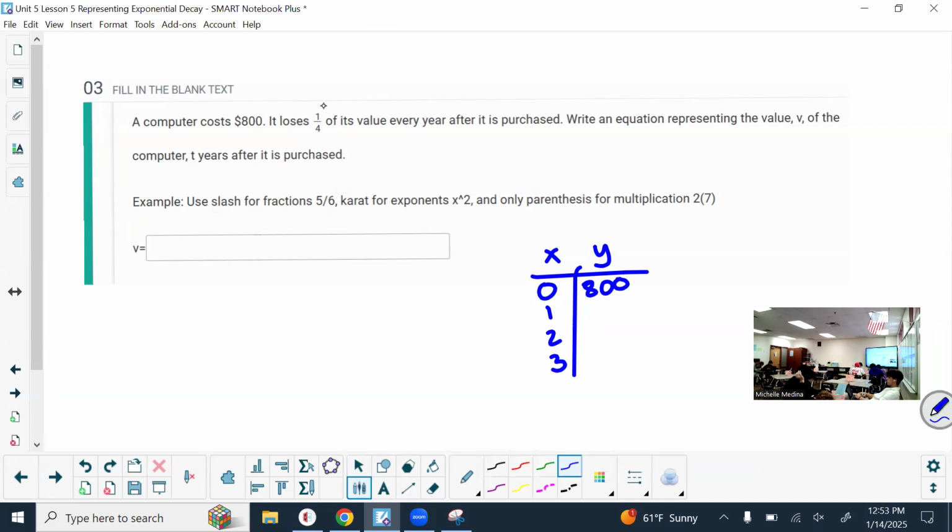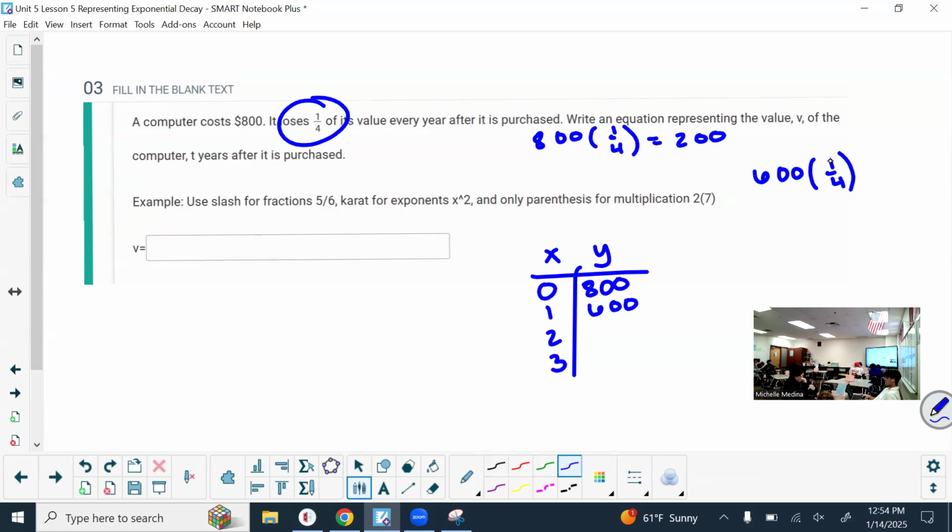So if it's losing a fourth of its value each year, what's a fourth of 800? Right? 2, 4, 6, 8. So yeah, you could split it into fourths that way. So if it's losing 200, how much does it have after 1 year? And then it's losing a fourth of its current value. So now I need a fourth of 600. What's a fourth of 600?